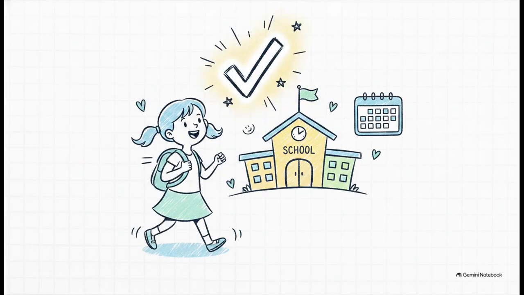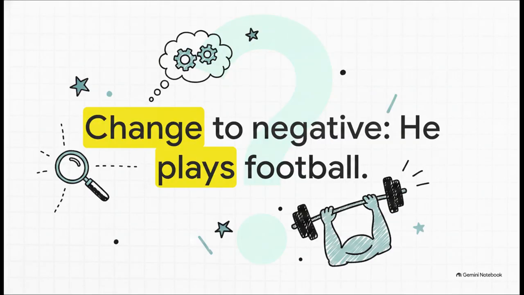And the answer is, she goes to school every day. Excellent job if you got that one. She is a singular subject, so the verb absolutely needs the S modification. And because go ends in an O, our spelling rules dictate that we have to add an ES. Okay, ready for the next detective clue. I want you to change this affirmative sentence into a negative one. He plays football. Think back to our heavy lifters. How exactly do we construct this?